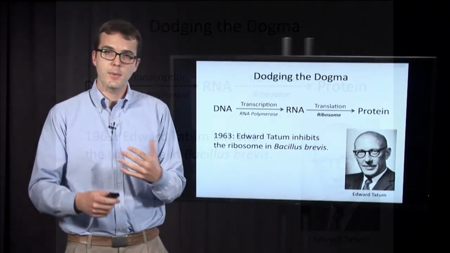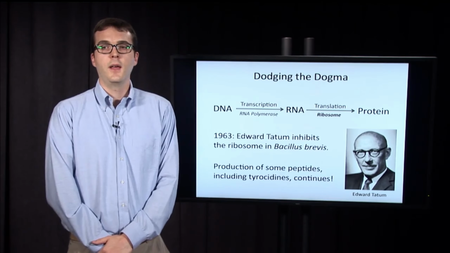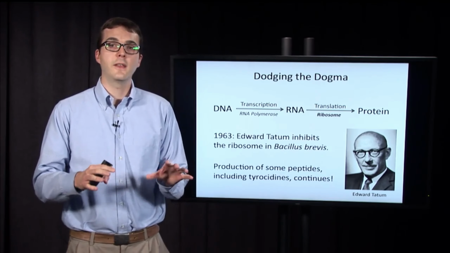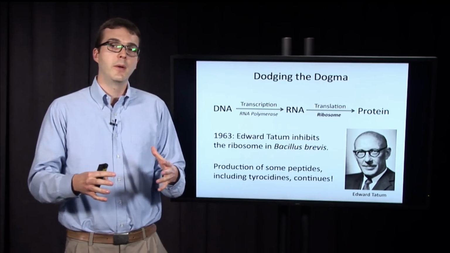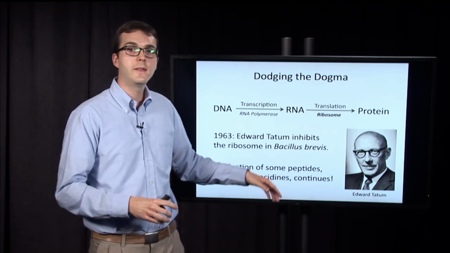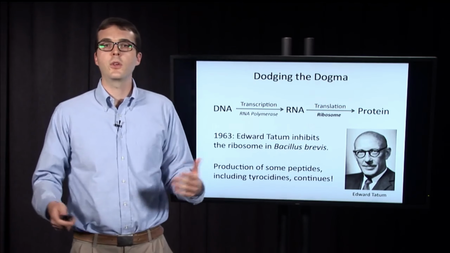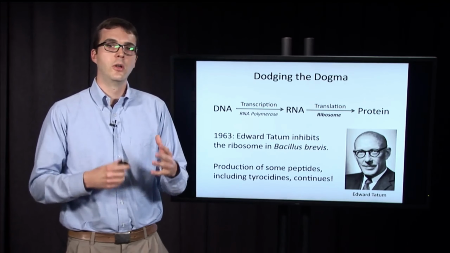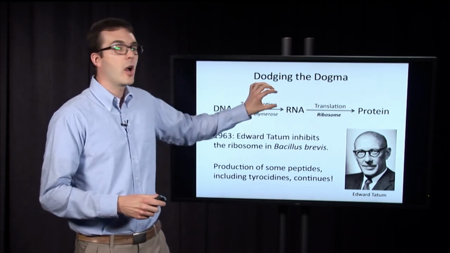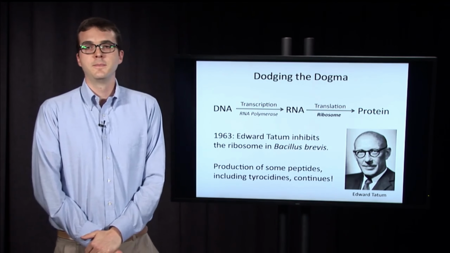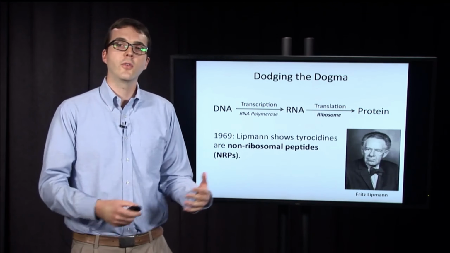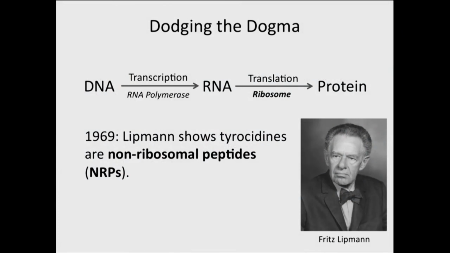He inhibits the ribosome in Bacillus brevis, and he hypothesized that all translation would stop. But instead, the production of some peptides, including the tyrosidines, like tyrosine B1, keeps going. All right, so this is a major sign that the dogma doesn't necessarily hold in all cases. 6 years later, Fritz Lippmann comes along and says, well, these tyrosidines are actually non-ribosomal peptides.